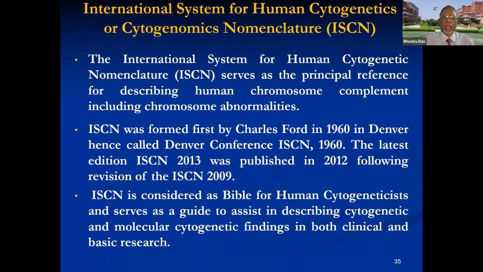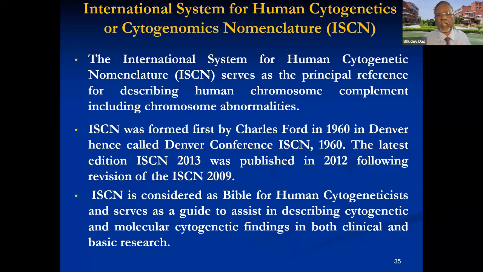But now comes the cytogenetics nomenclature, very important. The International System of Human Cytogenetic Nomenclature serves as the principal reference for describing the human chromosome complement, including chromosome abnormalities. ISCN was first formed by Charles Ford at the Denver Conference in 1960, hence called the Denver Conference ISCN 1960. A later edition, ISCN 2013, was published in 2012, and a revision was done of the 2009 edition.